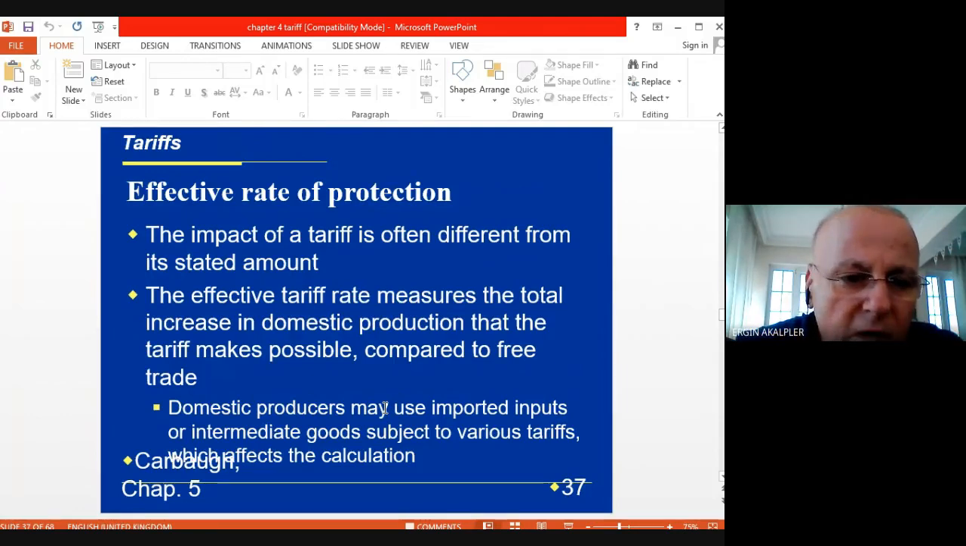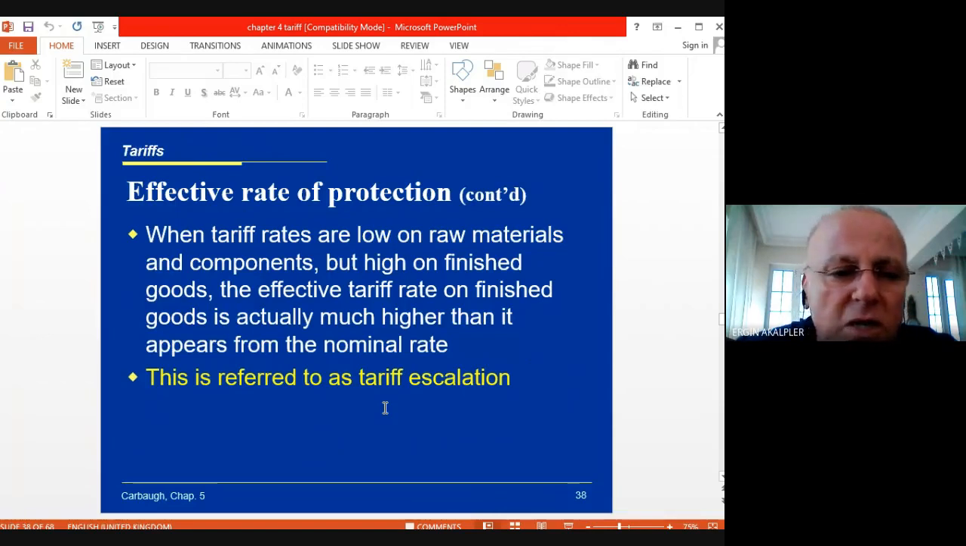The effective rate of protection, as I mentioned to you, is that the impact of a tariff is often different from its stated amount. The effective rate measures the total increase in domestic production that the tariff makes possible compared to free trade. Domestic producers may use imported inputs or intermediate goods subject to various tariffs, which affect the calculation. When tariff rates are low on raw materials and components but high on finished goods, the effective rate on finished goods is actually much higher than it appears from the nominal rate.